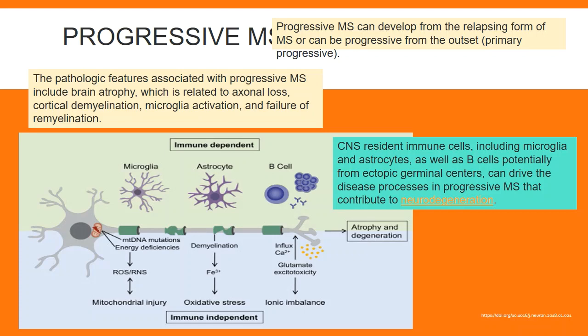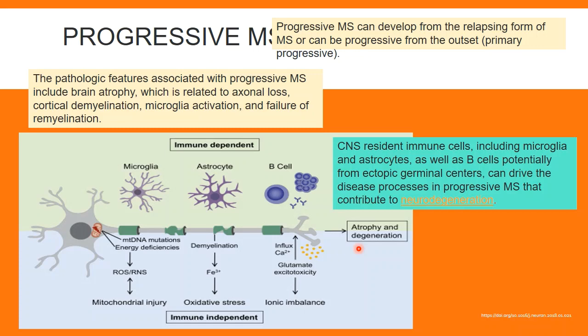It can either be immune independent, where you have mitochondrial DNA mutations, and that results in characteristic release of reactive oxygen species and mitochondrial injury. There may be demyelination resulting in the release of iron and causing oxidative stress. In addition, there may be influx of calcium, and there may be an associated glutamate excitotoxicity, and that can result in the immune independent pathway of brain atrophy and neurodegeneration.